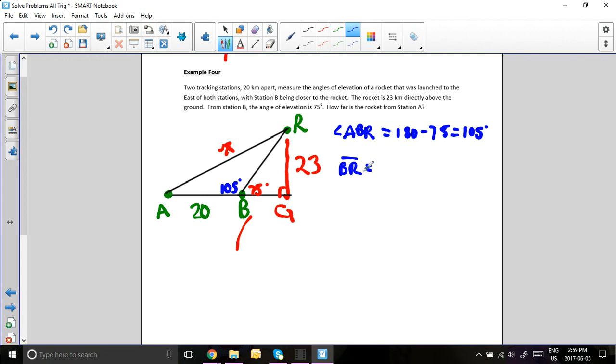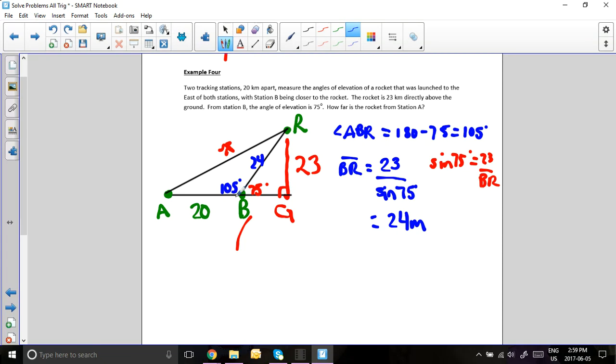So the length of BR is equal to 23 divided by sine 75 degrees. Okay, if you're not sure how I got that, I'll put that on the side. That's just because sine of 75 degrees is 23 over BR. So I just rearranged it to get this expression. Okay, so BR then is equal to 24 kilometers. Okay, so now I know that this is 24 kilometers, okay?